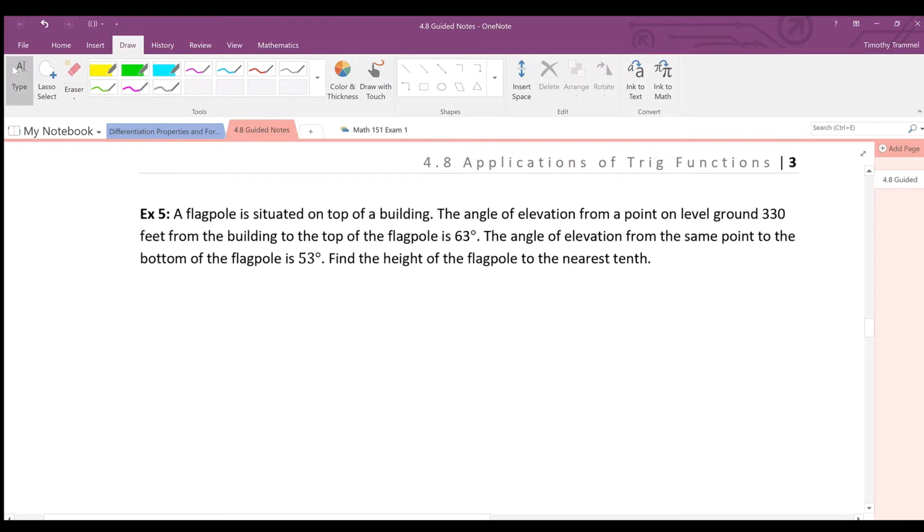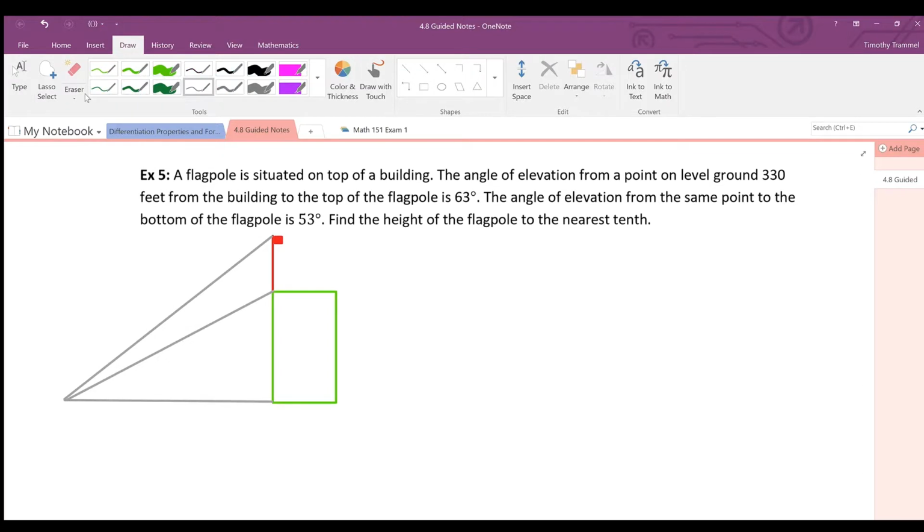All right, we have another one that I want you to try, but I want to sketch the picture for us first. And here's our picture. Let's fill in the rest of this. So we have the flagpole situated at the top of the building. The angle of elevation from a point on level ground 330 feet from the building to the top of the flagpole is 63 degrees. So we are talking right now about this angle here. That angle is 63 degrees.